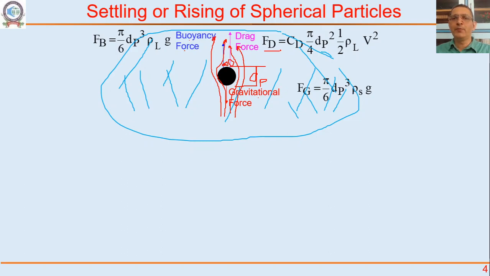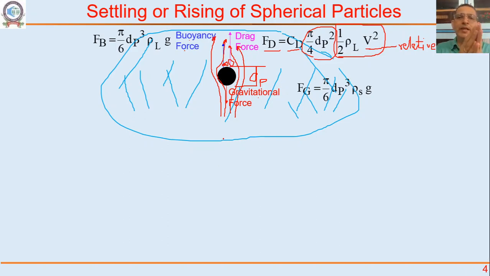Drag force, what will be the drag force? It will be CD, the drag coefficient, multiplied by pi by 4 dp square, that is the projected area, multiplied by half rho v square. Now which v is this? This v is the velocity of the fluid relative to the particle. It is the relative velocity of the particle relative to the fluid, or fluid relative to the particle. If fluid is stationary, this relative velocity is the same as the velocity of the particle settling down.